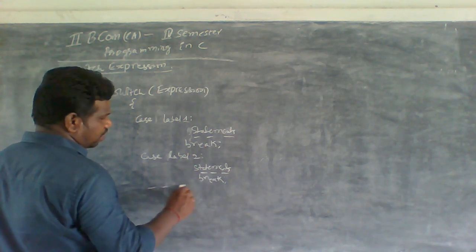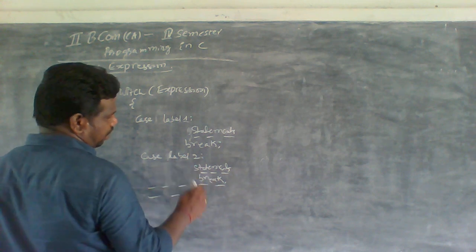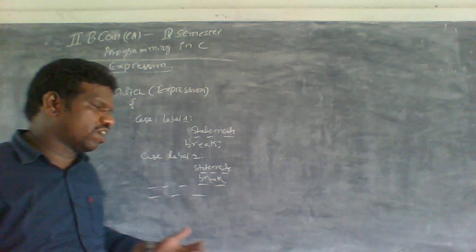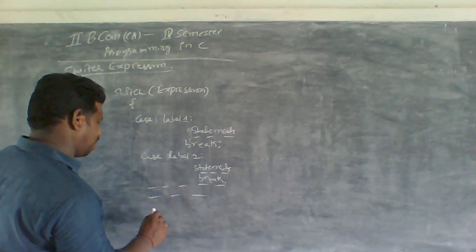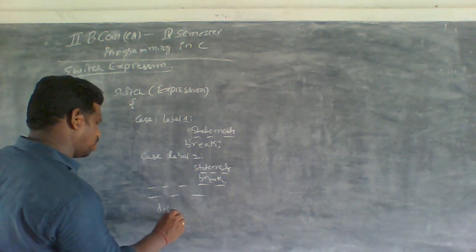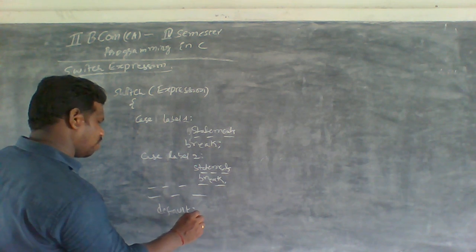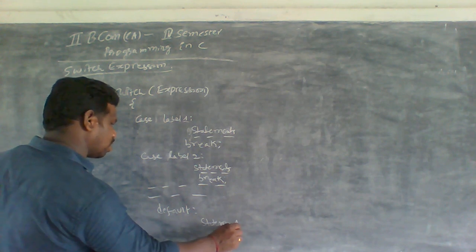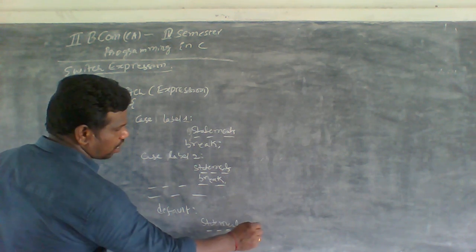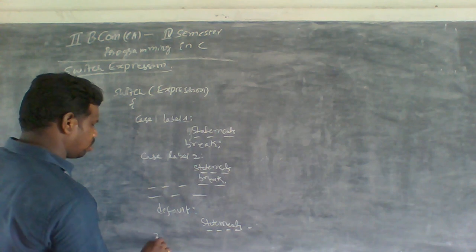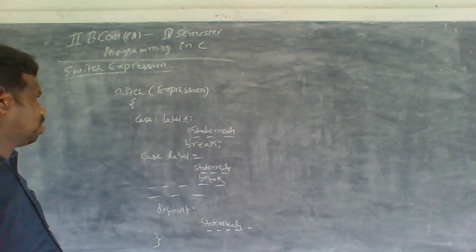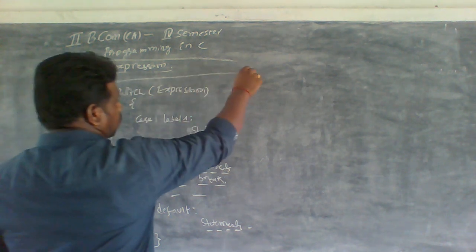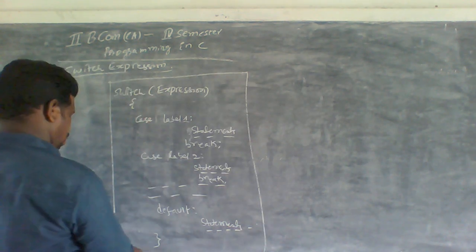And then there are a number of cases: label 3, label 4, label 5, label 6, label 7, and so on up to n. The last case is called the default case, and there are statements here. Then we close the switch expression. This is simply called the switch syntax. Okay, this is the syntax.